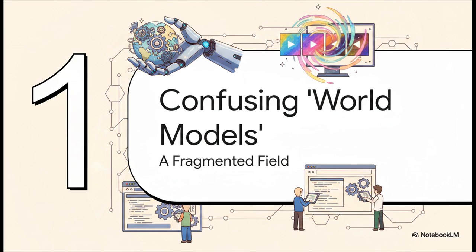Think about it. You've got a team working on robotics. To them, a world model is all about physics, right? Not bumping into things. Then over here, you have a team building a video generator. Their world model is just trying to make sure the pixels look right from one frame to the next. They're using the same 2 words, but they're solving completely different puzzles. It's created a total mess.